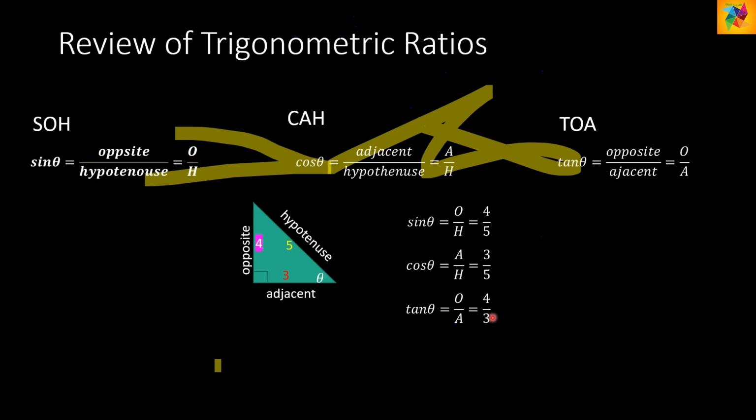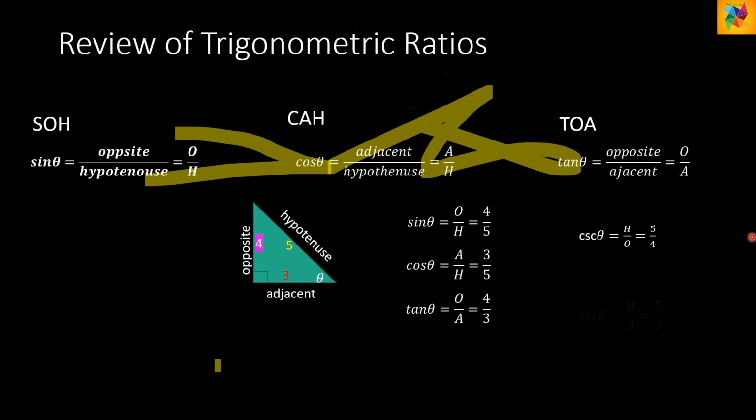Now that we know the 3 trig ratios, sine, cosine, and tangent, we would like to find their reciprocals. The reciprocal of the sine is cosecant. Remember that sine is opposite over hypotenuse, and if you just flip that, you're going to get H divided by O. In other words, instead of 4 over 5, we will get 5 over 4. The numerator goes in the denominator and the denominator goes in the numerator.